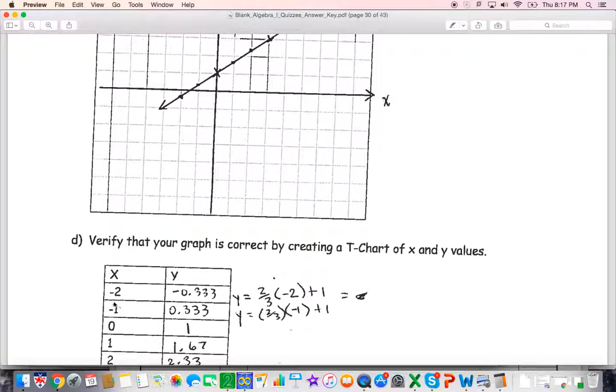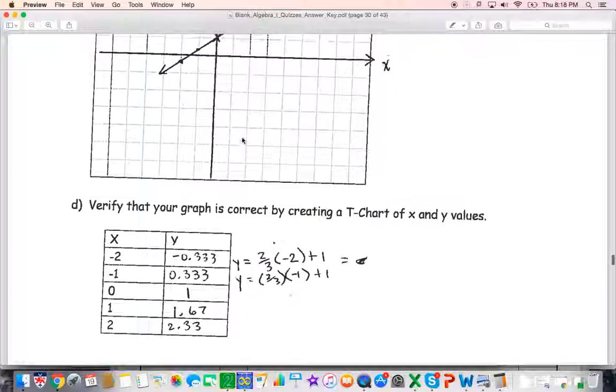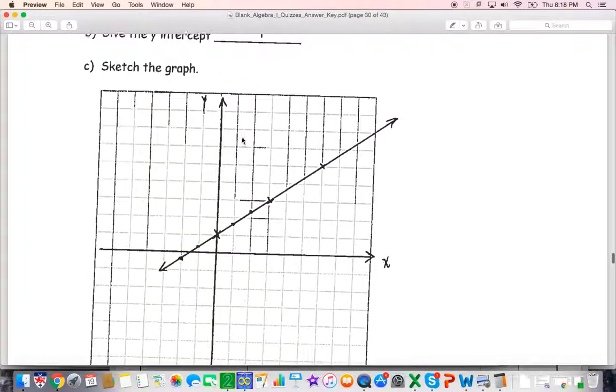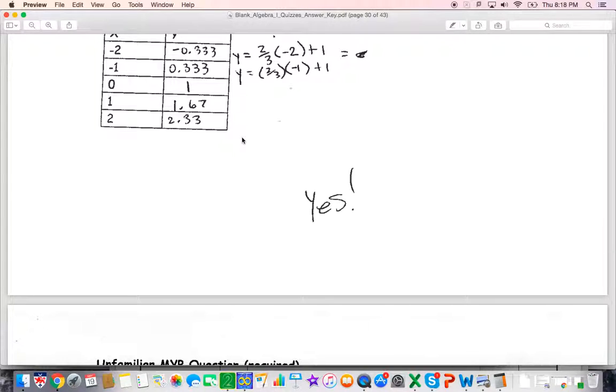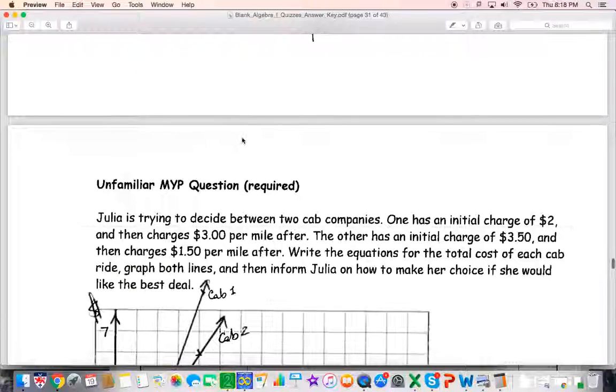And as you can see, when x is -2, y does look like -0.333. And when x is -1, I substituted that into our equation and I got that y would be 0.333. And it does look, in fact, like when x is -1, y is 0.333. And I kept doing that. 0 goes with 1, 1 goes with 1.667, 2 goes with 2.333, and so on and so forth. So as you can see, there are multiple ways to graph this line. And I said yes, because I know I'm right, because I did it two ways and it worked.